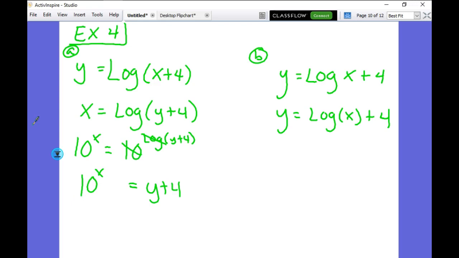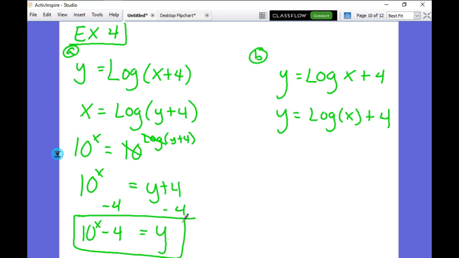I still need to get y by itself, so what do I do? Just minus the 4. Now, I can't combine the 4 with this 10, right? Those aren't like terms. So we're just going to put it next to it. And that's our final answer there. 10 to the x minus 4. So that's an example where you have it inside the log. So you just start by exponentiating right away, right? Over here, we'll see what the difference is.